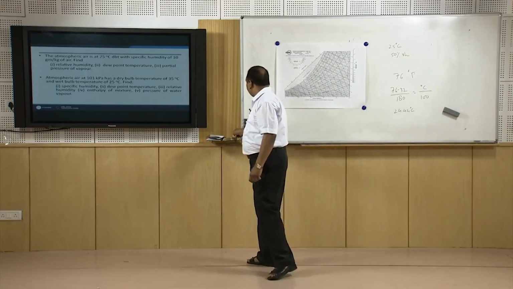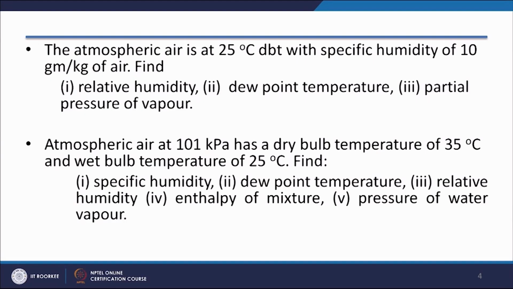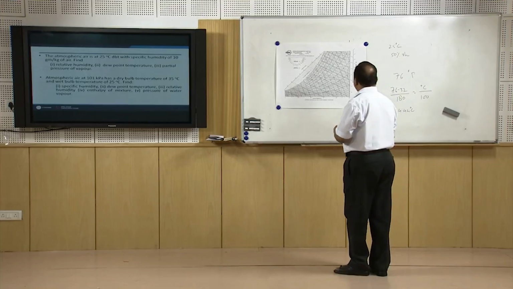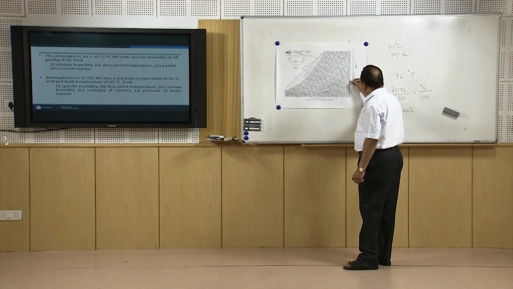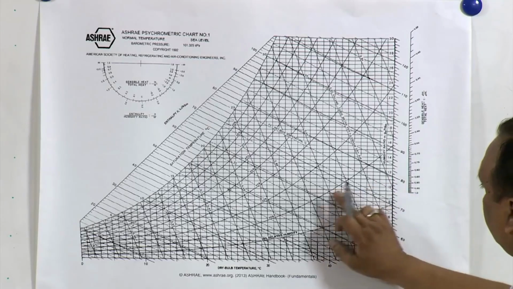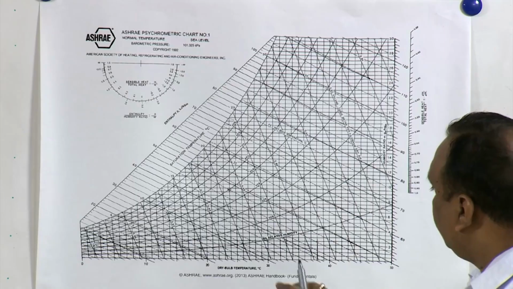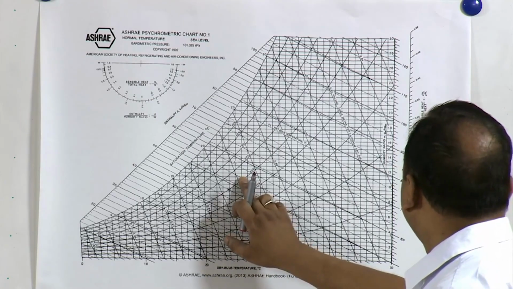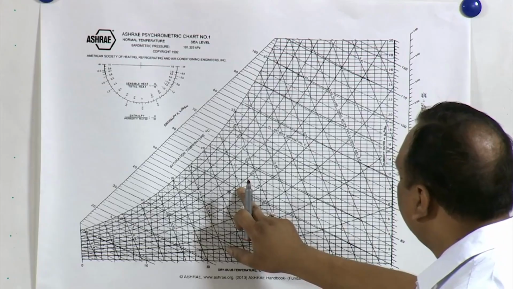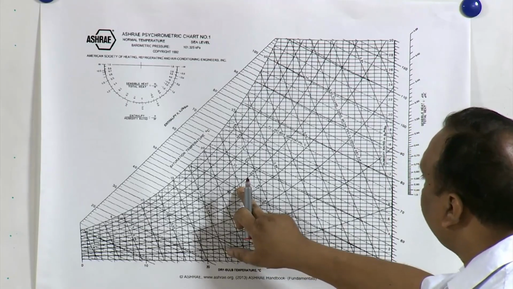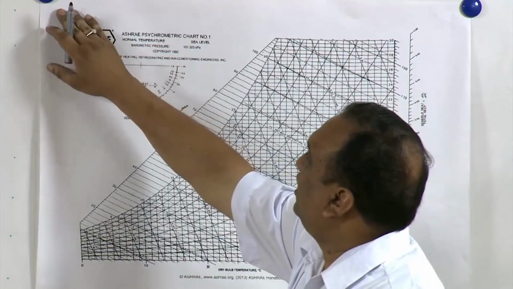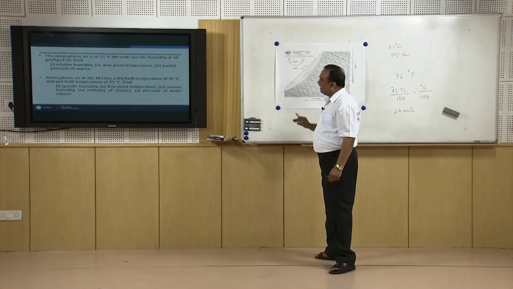Now, atmospheric air at 25 degree centigrade dry bulb temperature with a specific humidity of 10 grams per kg of air, find the relative humidity. Otherwise you may have to do elaborate calculations in this case, but here it is very simple to do. Specific humidity 10 grams, and dry bulb temperature 25 degree is this one. So where it is cutting the 10, it is here. It is around 47%. So immediately looking at this chart without doing any calculations, you can find the relative humidity.